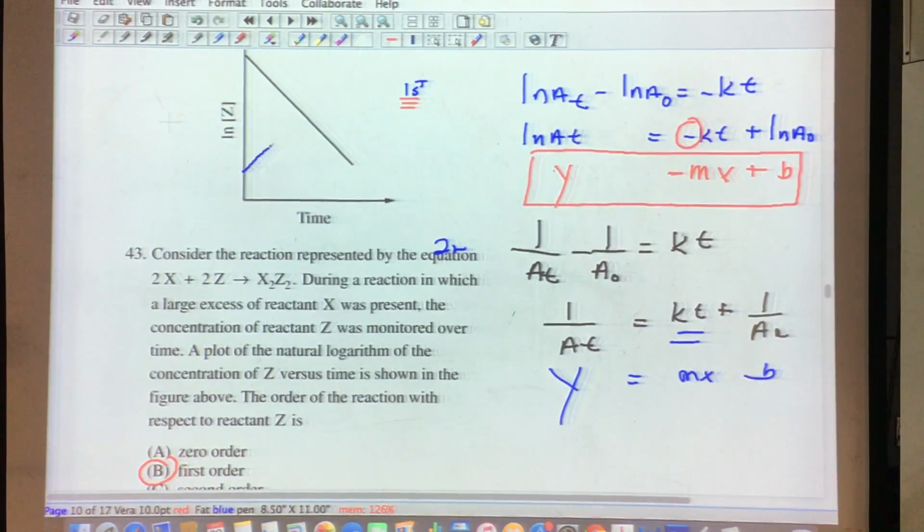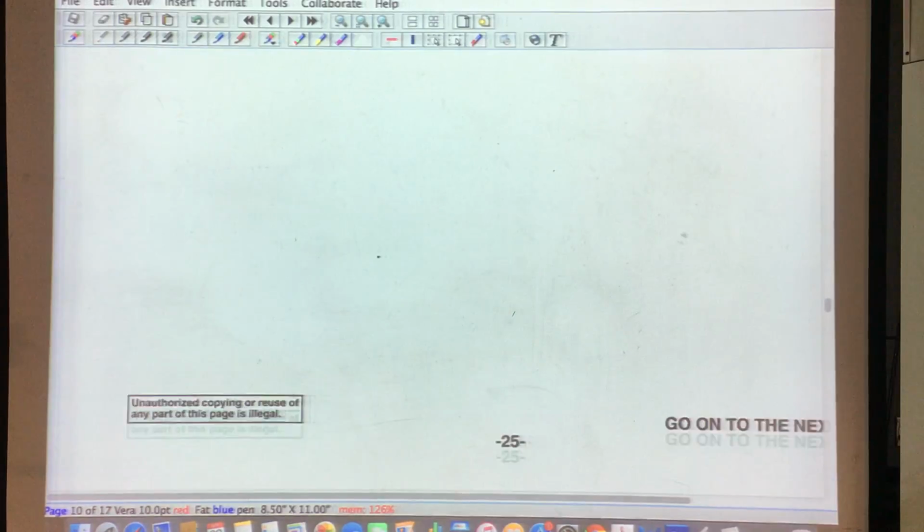Positive, so this would look like this if it was second order, and my y-axis would be labeled 1 over A. You're going to see that. That's a point or two on this test. That's really simple. But this is first order because it's giving me a negative slope and it's linear. Okay? All right, so I think that's a pretty straightforward question.